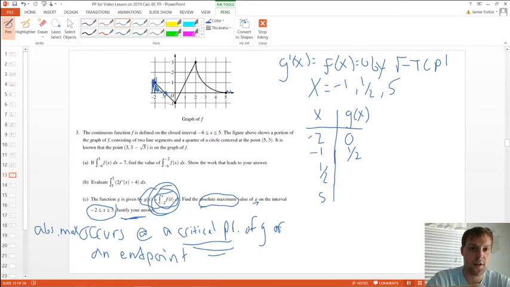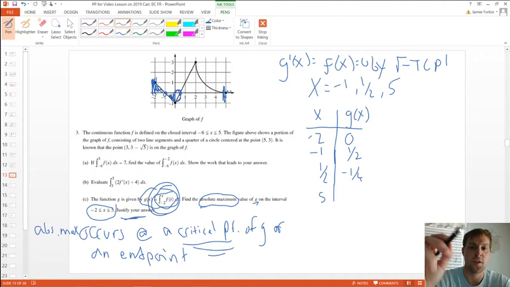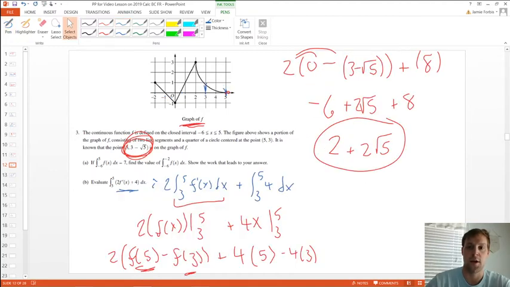If I go all the way here to positive 1/2, these areas cancel, and the area of this little tiny triangle right here is actually going to end up being negative 1/4. You can do 1 times 1/2 divided by 2. That's negative because it's below the x-axis. And then lastly, all the way from negative 2 to 5, we actually figured that out in part A.